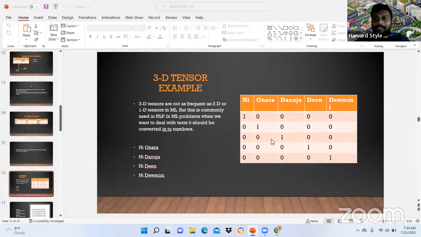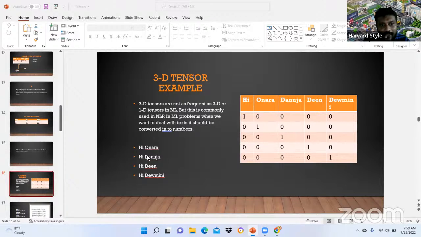So Hi Onara means it is a 2D array. Is that clear, guys? Hi Onara means it is a 2D array. Hi means this array, Onara means this array: 0, 1, 0, 0, 0. That is Onara. Danuja means this array. Dean means this array. And Devmini means this array. Then Hi Onara means this array and this array. That means a 2D array.